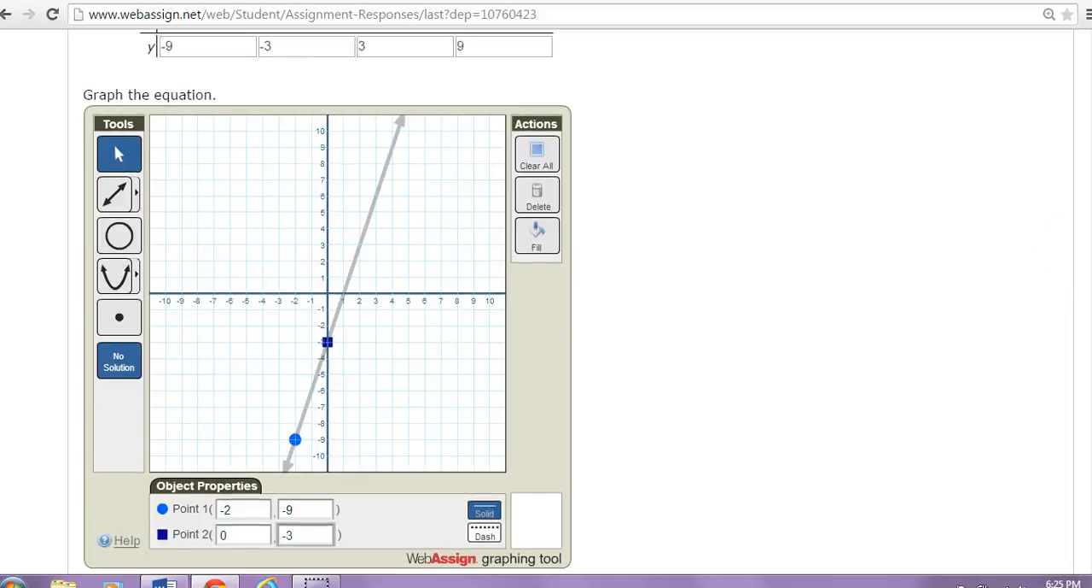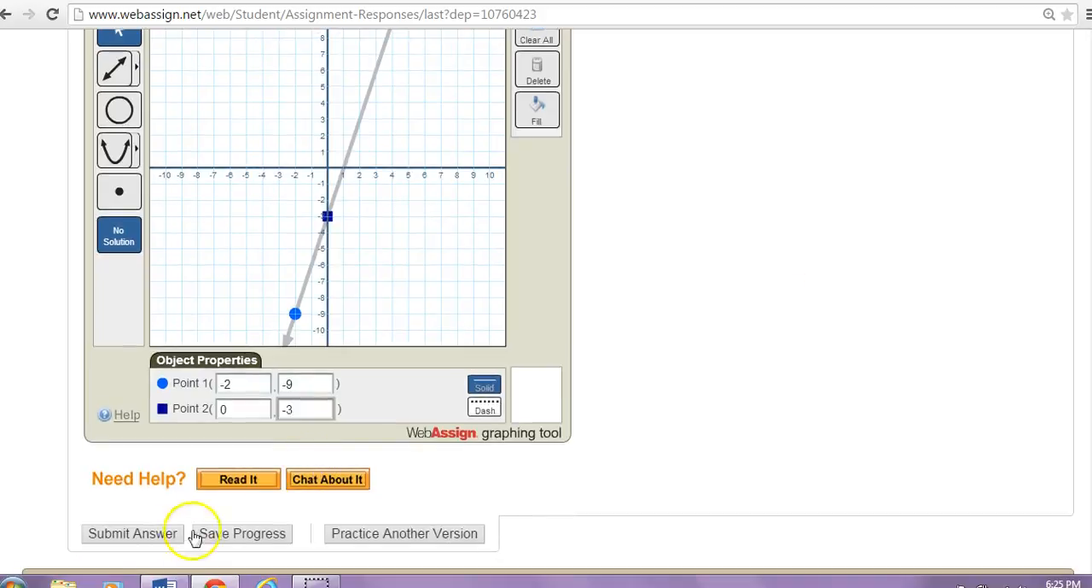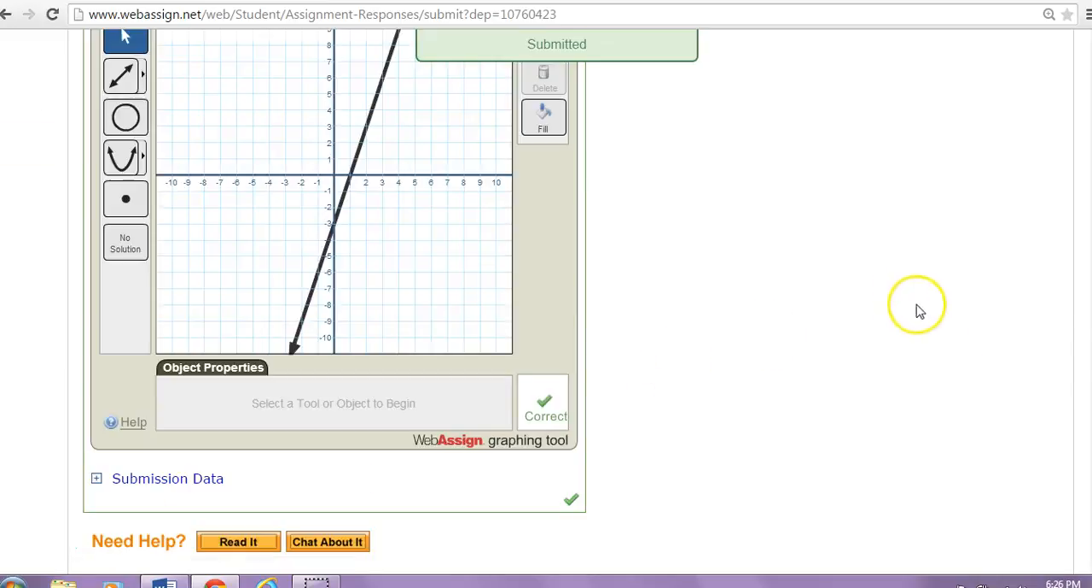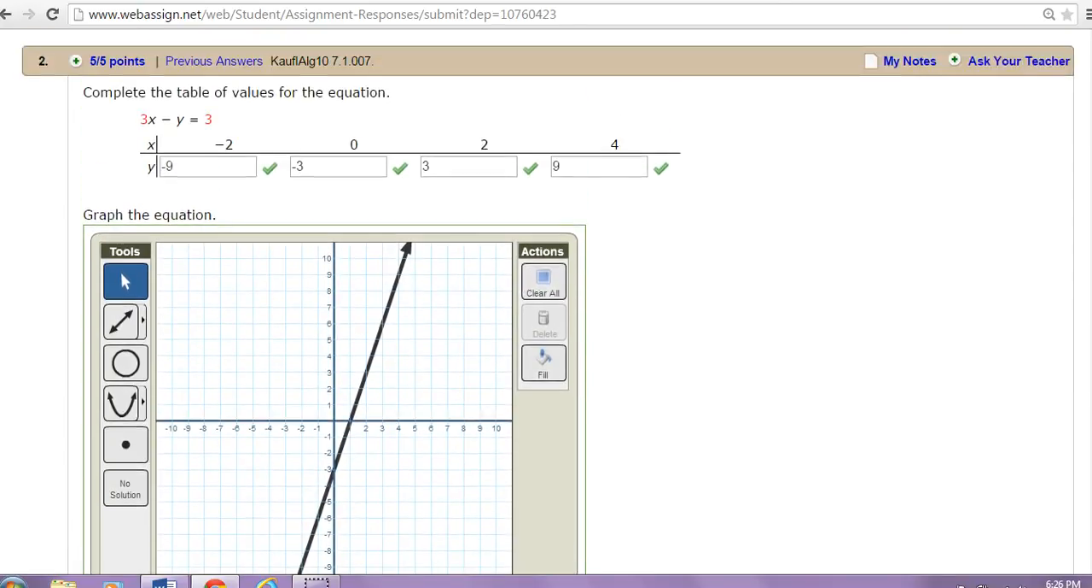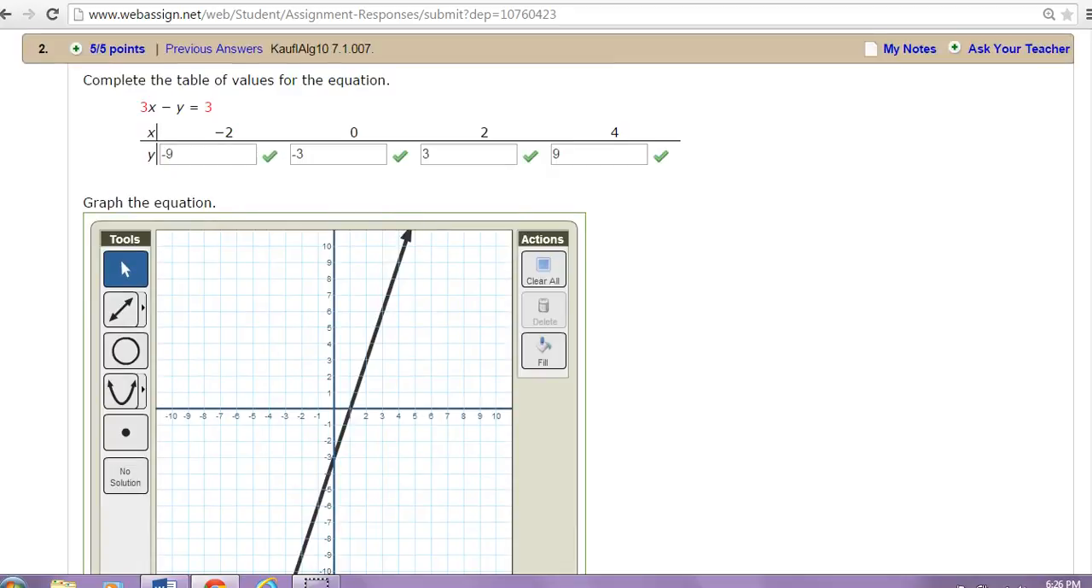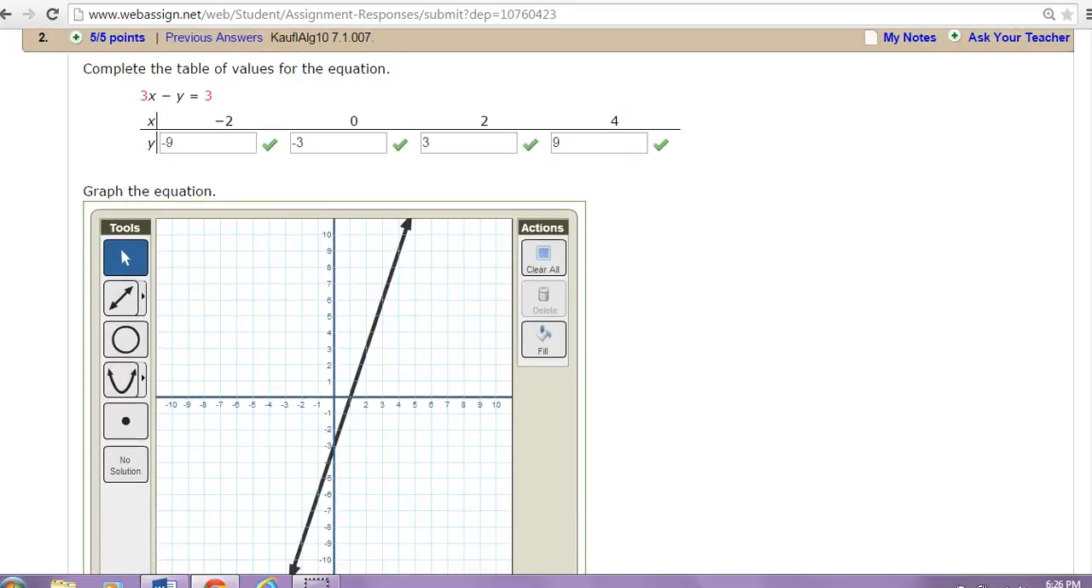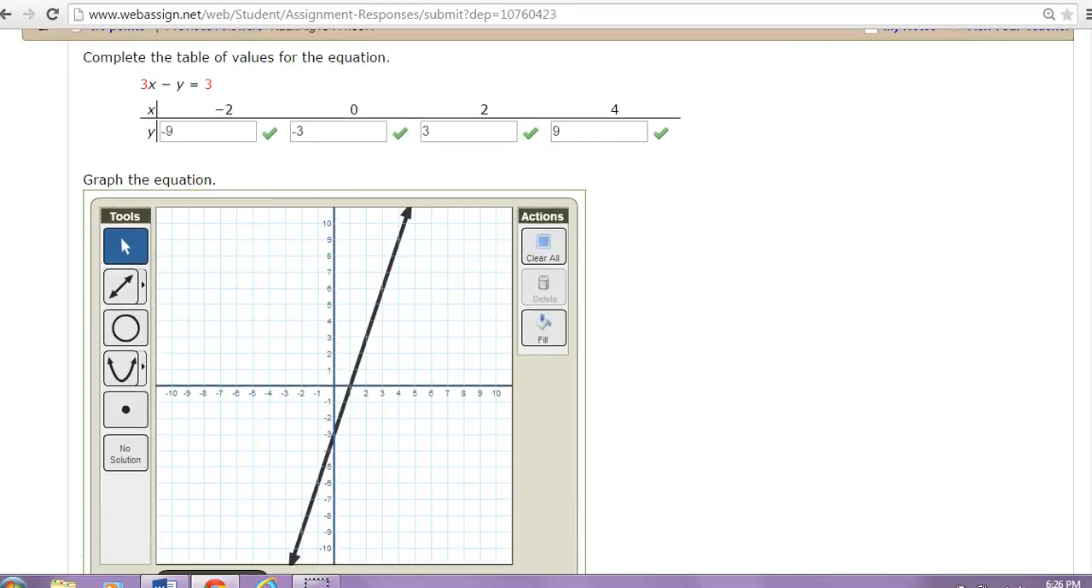Now, the next thing you need to do is just submit answer. So we submit the answer, and it goes through the process of deciding if it's correct. And notice that we have green check marks, which indicates that it's correct. So that's really how you graph a line.